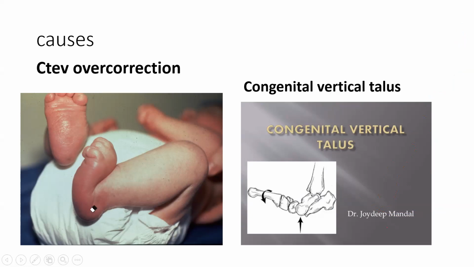The other thing is equinus correction. Sometimes while correcting equinus, if you are not following the Ponseti technique, you overcorrect and make this deformity. So you overcorrect equinus and put the foot into dorsiflexion, so it will become like a rocker bottom foot. So because of the overcorrection of CTV, you can have this. This is vertical talus. These two things are of CTV. So it is a problem of talus and calcaneum.